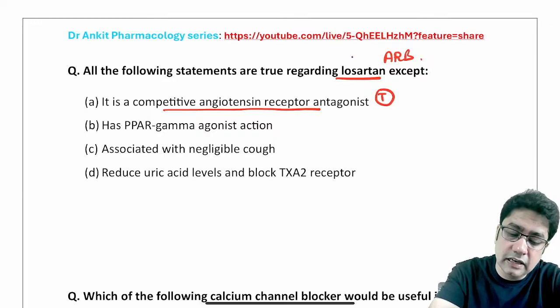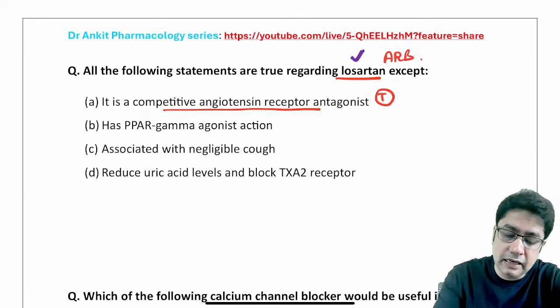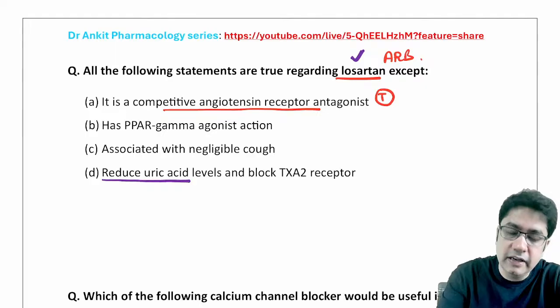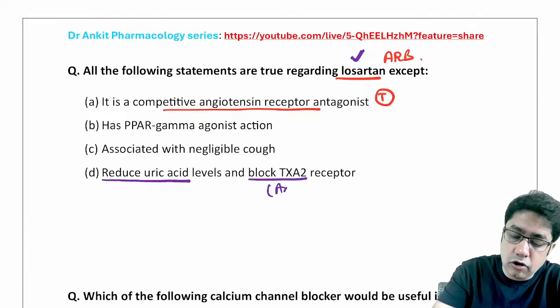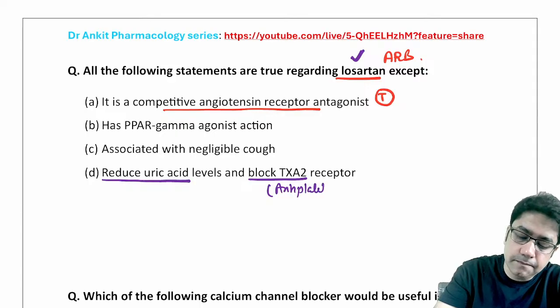So remember, losartan has an additional effect: losartan can reduce uric acid level and it has an antiplatelet effect. It blocks thromboxane A2 receptor. So this is also a true statement.